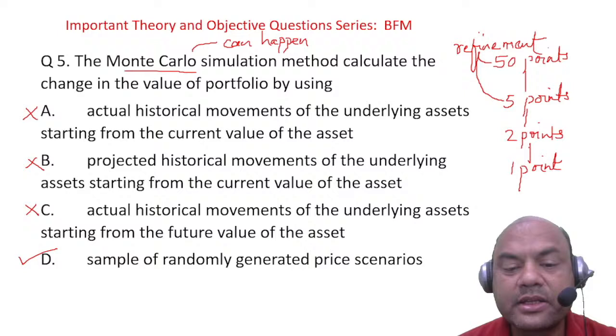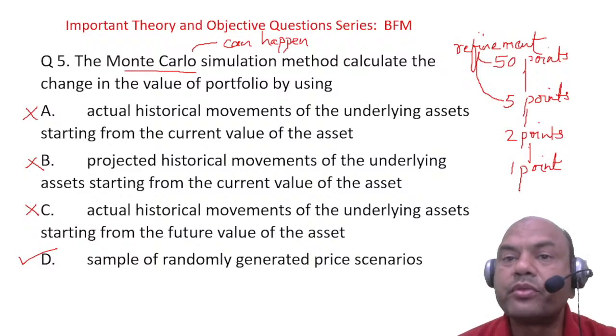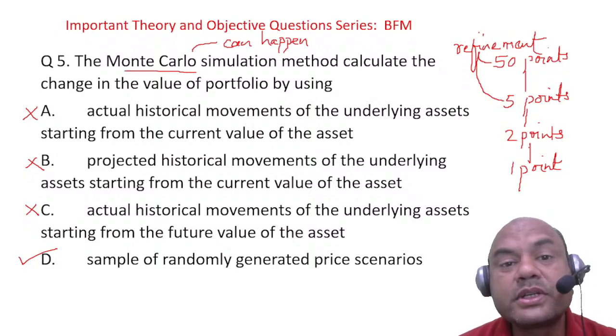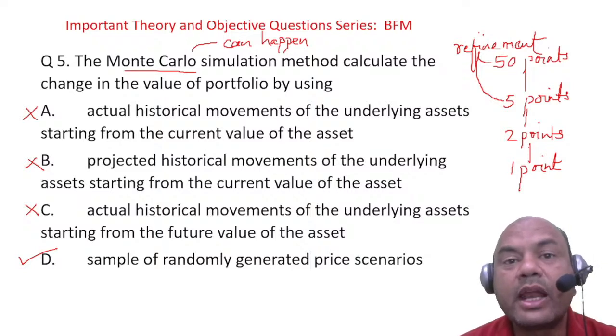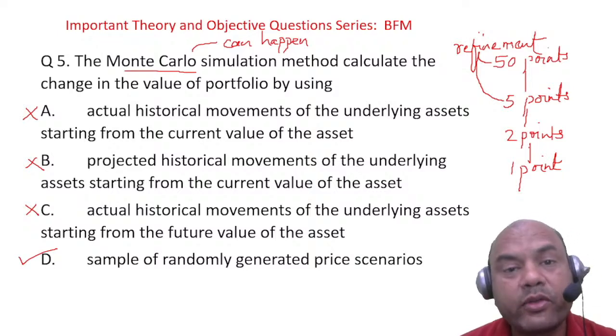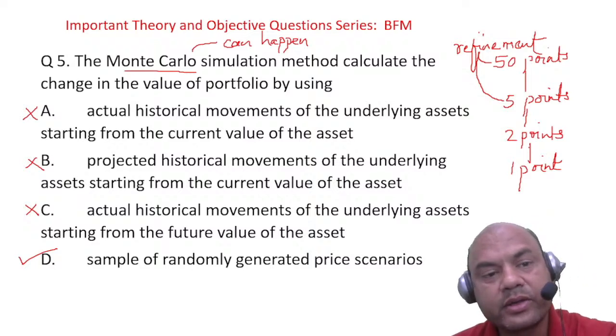Sample of randomly generated price scenarios. Remember, randomly generated, because Monte Carlo simulation is used for checking the future scenarios. These 50 scenarios will be randomly generated. Out of these, various discussions will be done, and then we'll come up with, here I've given the example of 5. We can come up with 25 first, from 25 we can come to 5, from 5 we can come to 2. That's the way it goes. So the answer is D over here.